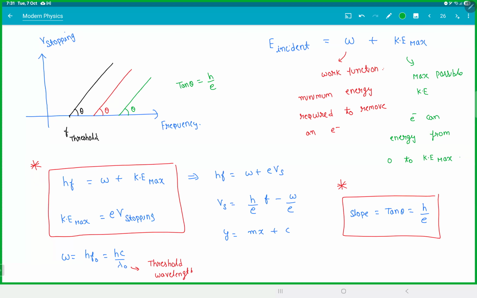Now, tell me one thing. Let's say I'm using cesium, potassium, and sodium, three elements, in the photoelectric effect. Can you tell me which color is cesium, which color is sodium, and which is potassium? They'll give a question like this in Mains. The graphs of V stopping versus frequency of three elements are given: one is sodium, potassium, and cesium. Which color is what?